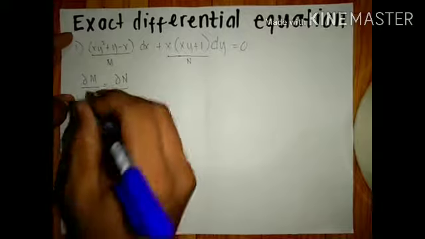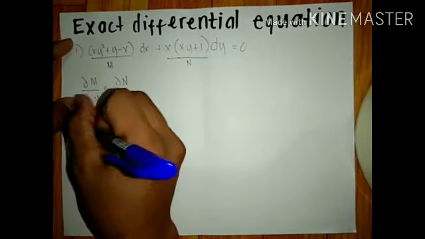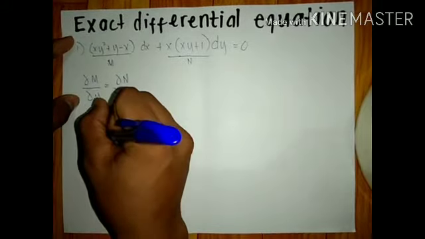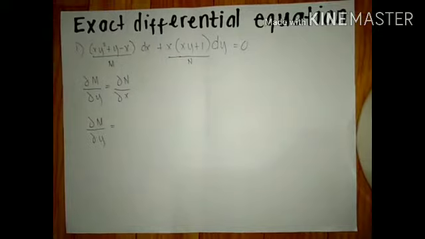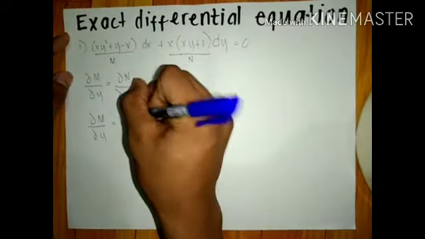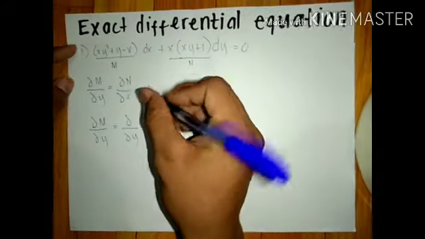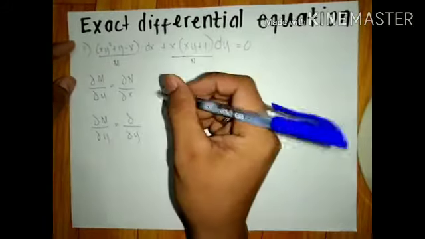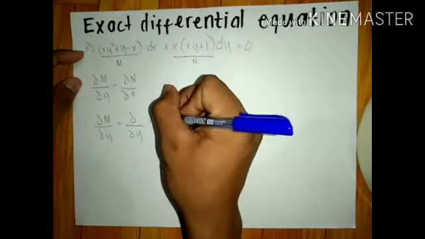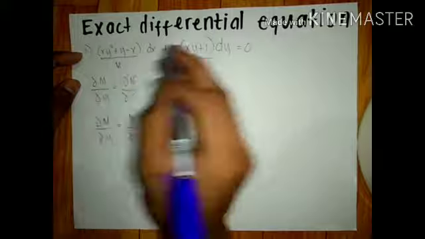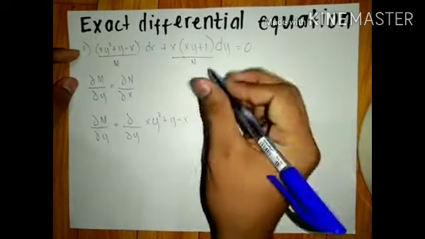So next, to solve this, the partial derivative of M with respect to y, that is partial over partial y. So our M is x times (xy squared plus y minus x).